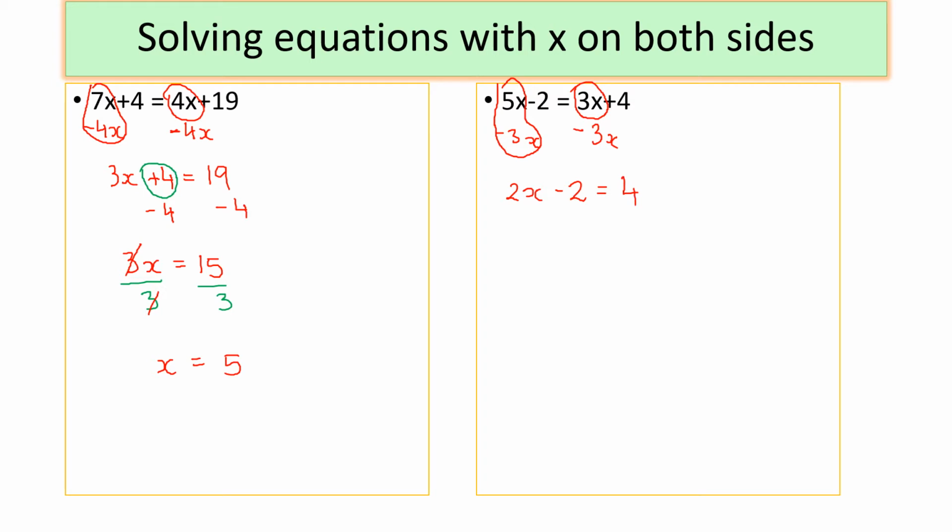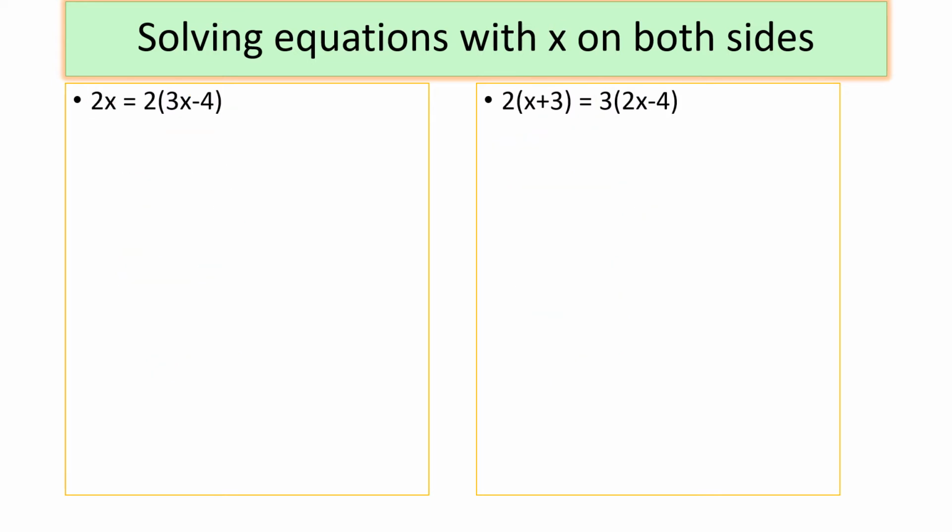Now I want to get rid of this part here because I want to have all the numbers on the other side. So the opposite of taking away 2 is adding 2. I need to do it to both sides. I've got 2x equals 6. Now 2x means 2 times x. The opposite of multiplying is dividing. So I'm dividing both sides by 2. And then the 2's cancel, and I've got x equal to 3.